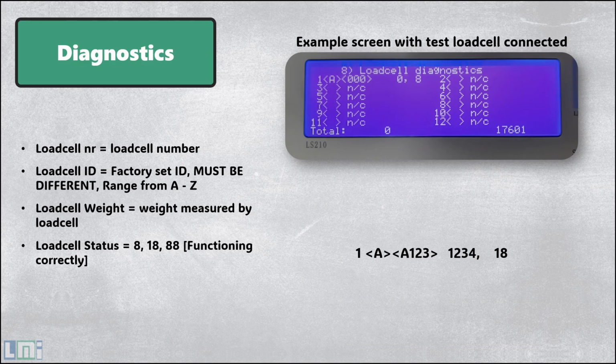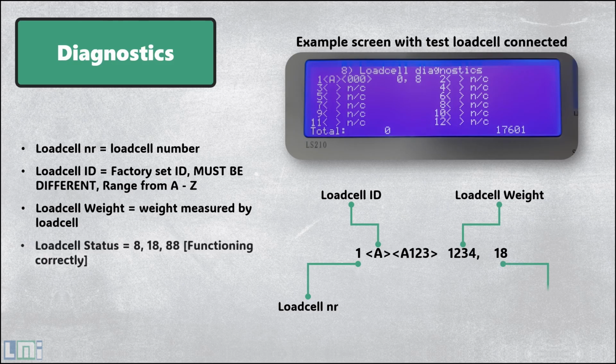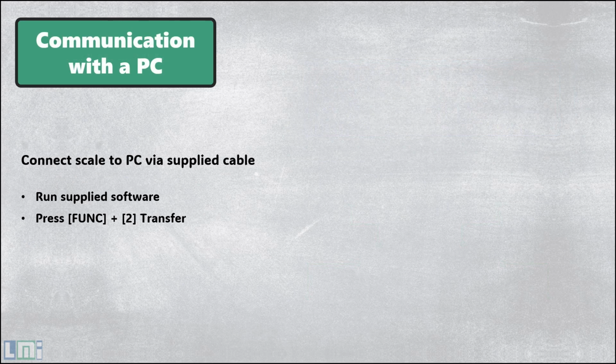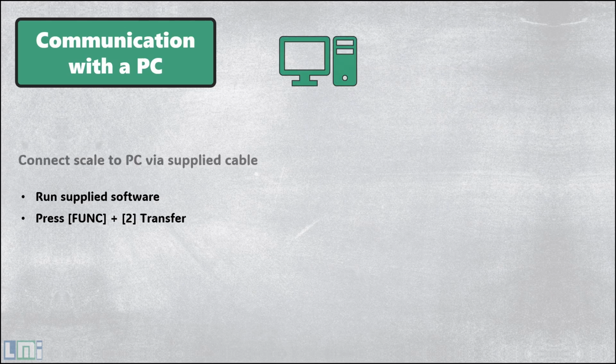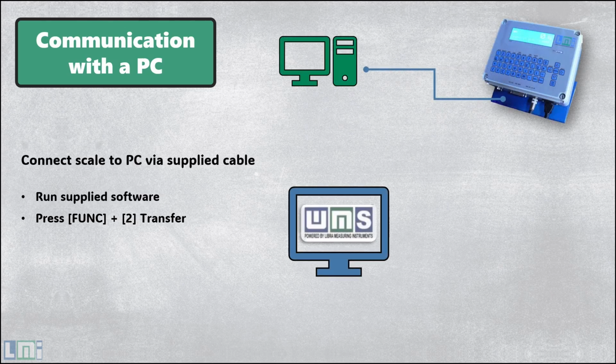The information displayed is as follows: the load cell number, the load cell ID, load cell weight, and the load cell status. If you want to connect the instrument to a PC, first, connect the PC to the instrument with the supplied cable, then run the supplied software. Lastly, press function and the 2 key on the instrument to transfer data.